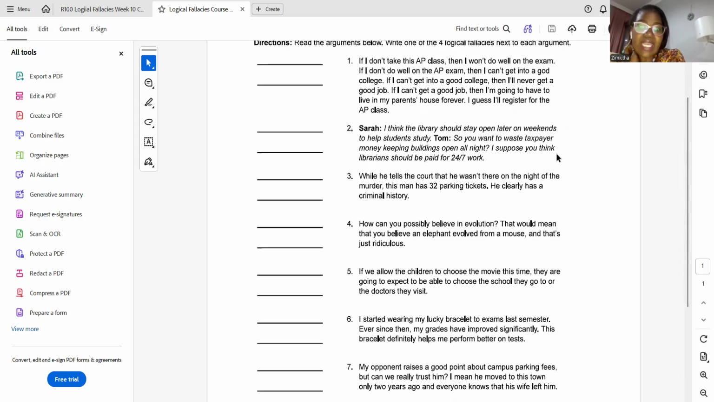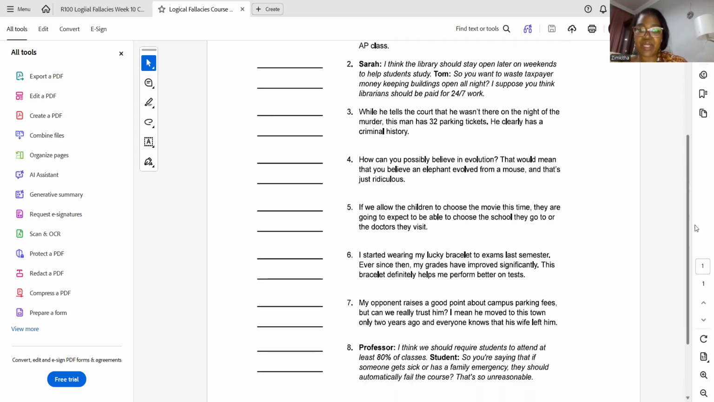It's her saying a very reasonable thing. I think the library should stay open later on weekends to help students study. And then Tom's argument is taking it to the extreme by saying, oh, so if we stay up later, that means we need to waste taxpayers' money. Okay, what has that got to do with keeping the library open? And then also paying them 24/7 is a very extreme, distorted point as well, because she's trying to find flexibility and he's going to extreme. So that would be a classic example of a straw man.